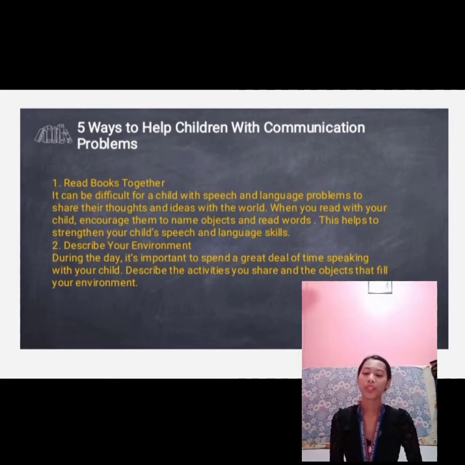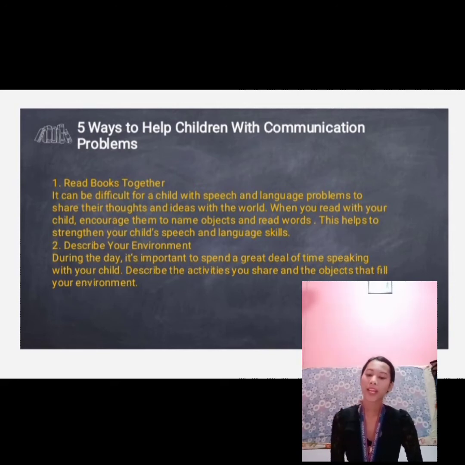Number 1, read books together. It can be difficult for a child with speech and language problems to share their thoughts and ideas with the world. When you read with your child, encourage them to name objects and read words. It helps to strengthen your child's speech and language skills. It enables the child to familiarize words when reading books.